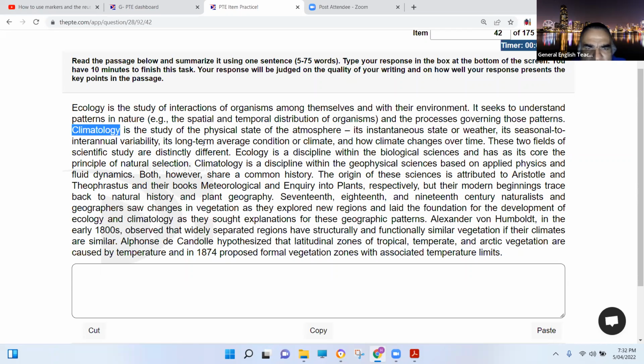geophysical science, but also with the natural history and plant geography, so as not to undermine the crucial implications of latitudinal zones, formal vegetation zones, associated temperature limits, as well as the... So whenever you have 18s, 1800, you need the before it. So look, the. In the early eight... Otherwise, if we didn't have early, it's the 80s. Okay, the 18th century or the 90s. But that's fine. It's very good. That wasn't a big problem.